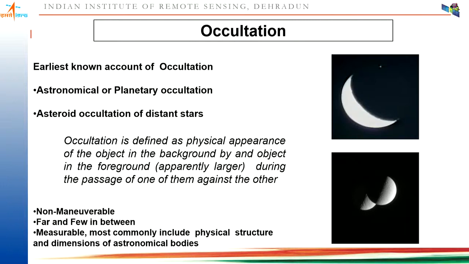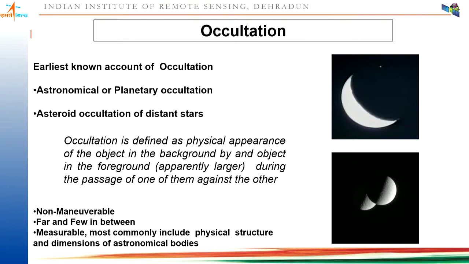Occultation, as you know, is an astronomical or planetary occultation. We see an eclipse: the moon comes in between, and then a solar eclipse happens. Similarly, asteroids can cause occultation of distant stars when they come in between. So we know the concept of occultation, and we are extending this concept to radio signals.